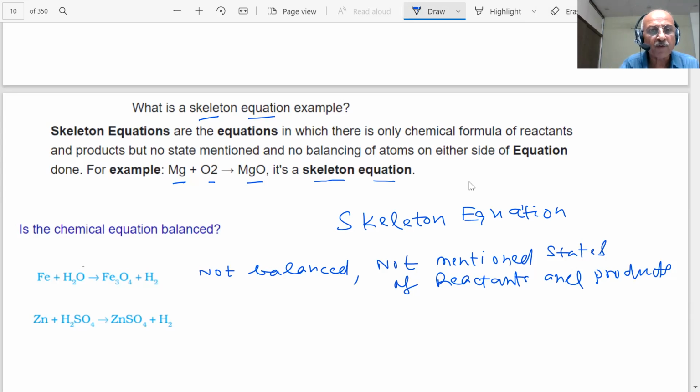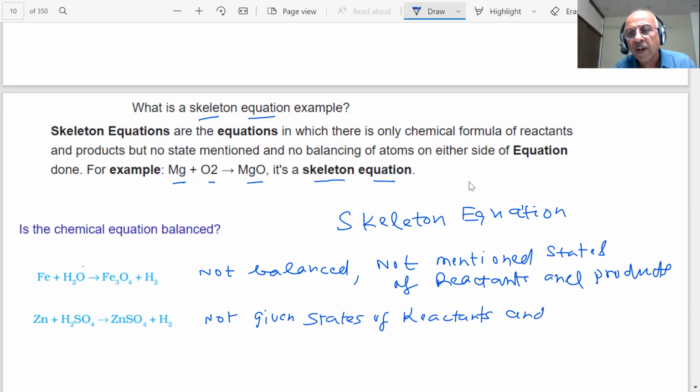Similarly, when I write zinc plus H2SO4, students, it produces ZnSO4 and H2. In this case, zinc one atom, hydrogen 2, sulfate. It is actually itself balanced. The number of atoms are the same on both sides, but I have not given the states of reactants and products. I have not mentioned, students, whether zinc is solid or sulfuric acid is in liquid form or what form. Similarly, I have not mentioned hydrogen as a gas. Therefore, students, these are called skeleton equations.